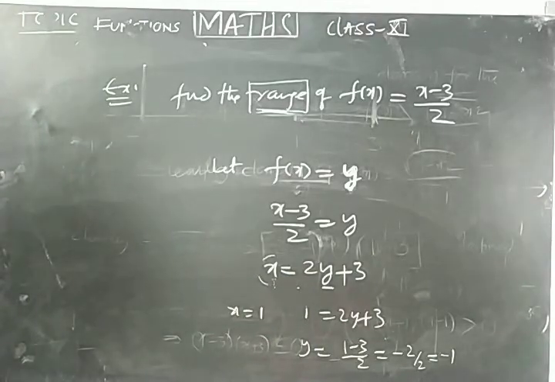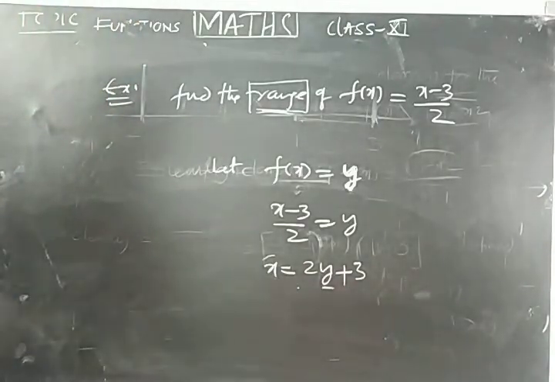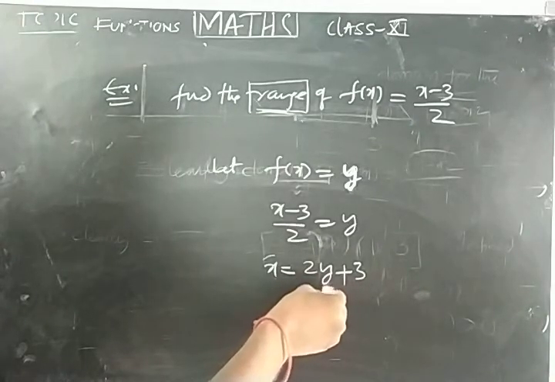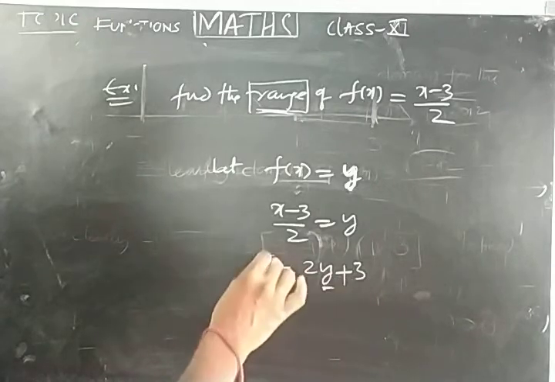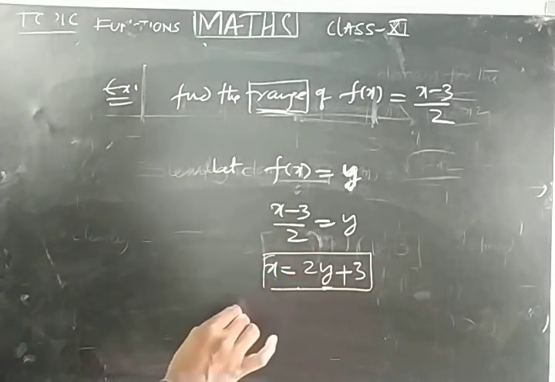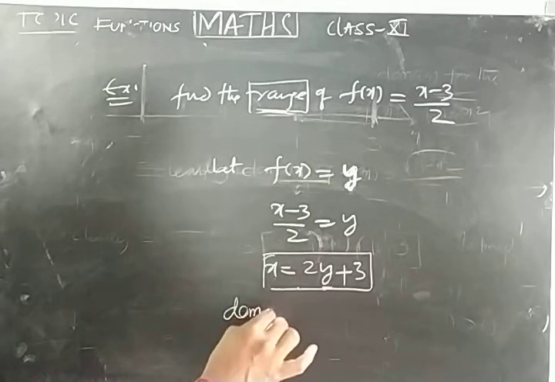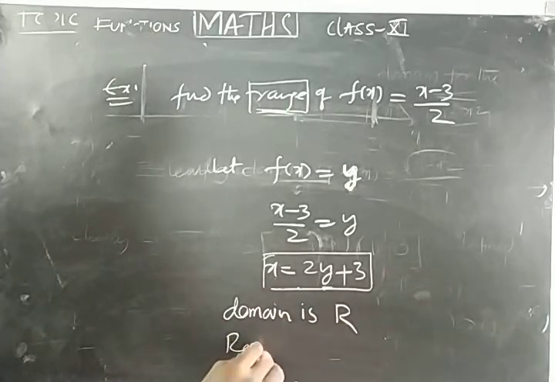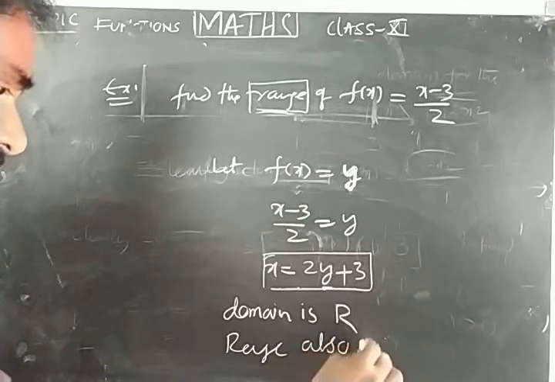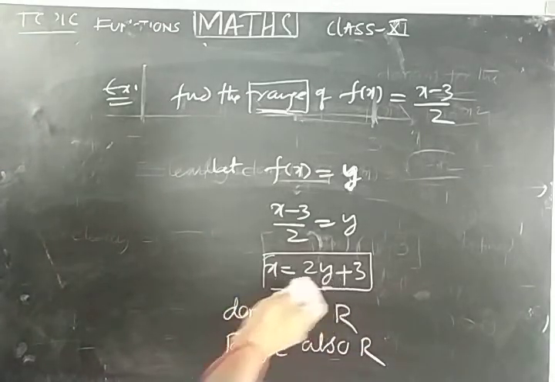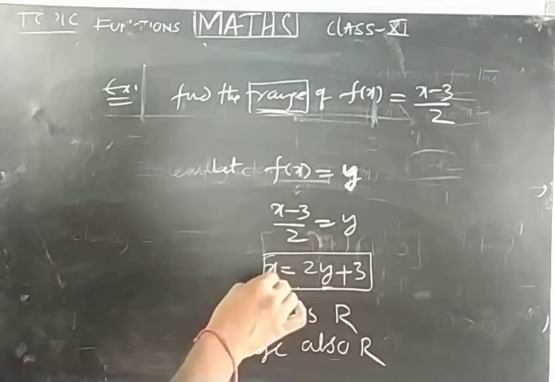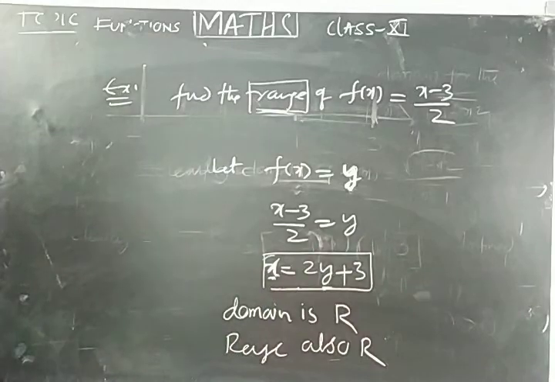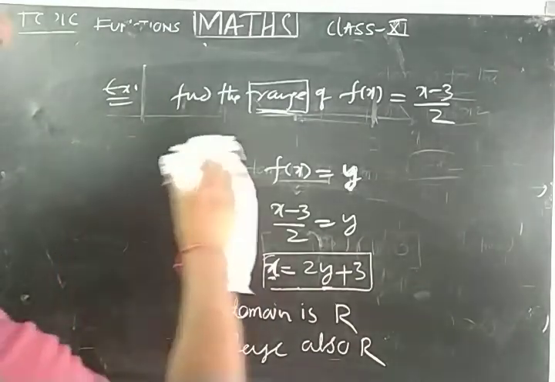That means for every image, we have the domain also. Suppose you take any value here in place of y, you will get x real. By observing the function, we can clearly say that domain is R. Range is also R. Why R? Because for every domain value you will get the y value. For every domain value, meaning real value, you can take any real value, and automatically you will get the y value also. Okay. Now one more example after this.